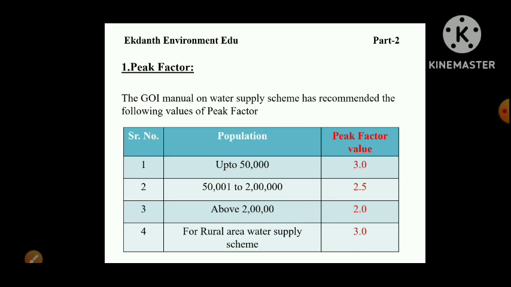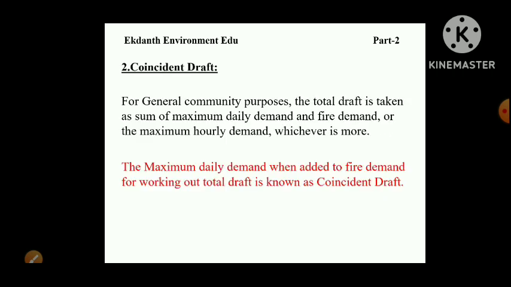Mark it with a star. Okay, next, coincident draft. Again, there are many questions in exams about what coincident draft is. Four options will be given: A, maximum daily demand; option B will be maximum daily demand plus fire demand; option C will be the maximum hourly demand; and the last will be none of the above. So the answer will be what? Maximum daily demand and fire demand.